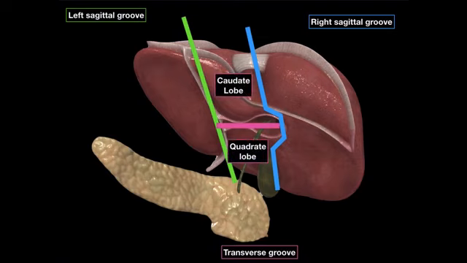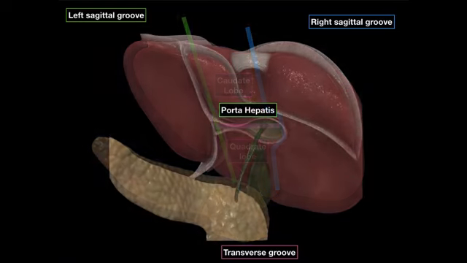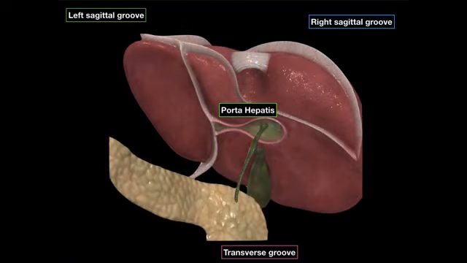So when you look at the liver anteriorly, you will see two lobes, right? But posteriorly, you can see four lobes. So you have the right lobe, the left lobe, the caudate lobe, and the quadrate lobe. Now, I want to change the focus a little bit over to porta hepatica.